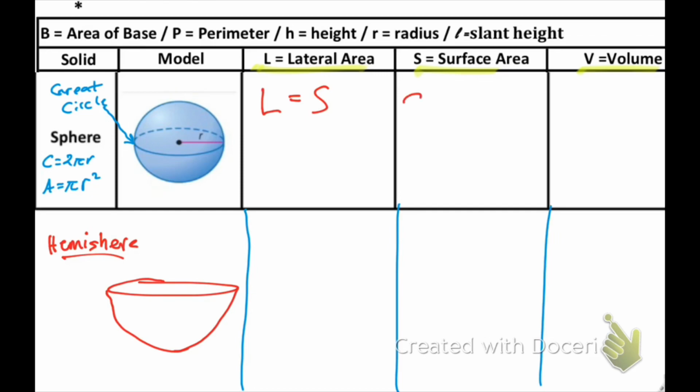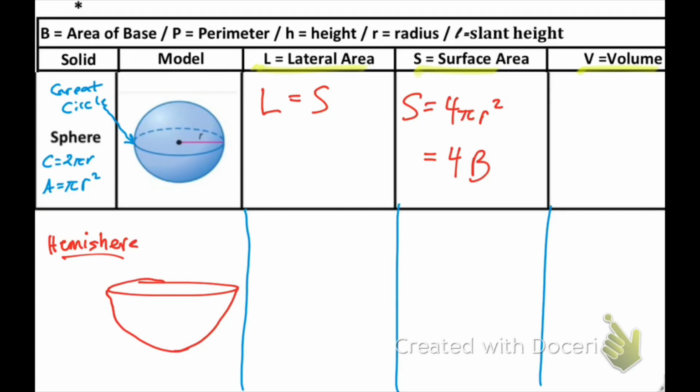The surface area formula is going to be equal to 4 pi r squared. So you take 4 times the area of the base, which is the area of your great circle. So we take the area of the great circle and multiply it by 4. That will give you the total surface area of your sphere.